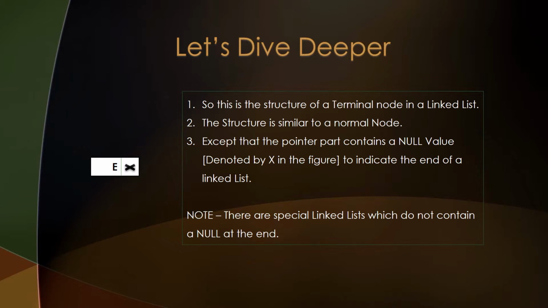Now please note there are special linked lists which do not contain a null at the end. Such types of linked lists are known as circular linked lists, where instead of having a null at the end, the pointer points to the memory location of the first node in the linked list. Thus, such types of linked lists can be traversed infinitely using the pointers.